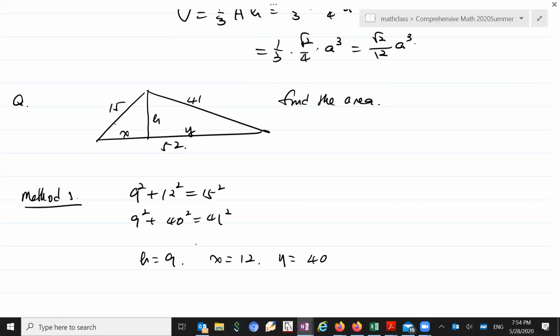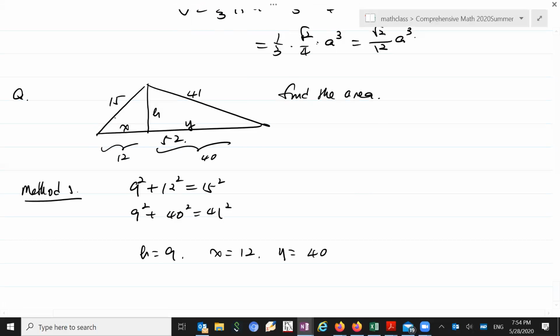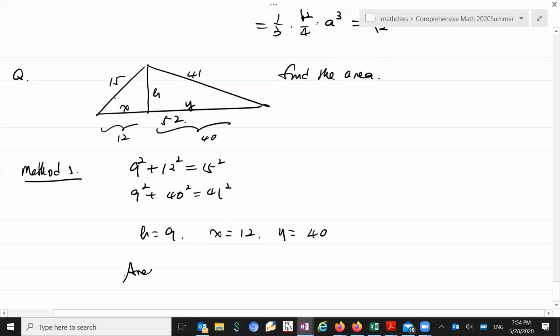So that means this side is going to be 12, this side is going to be 40. So by guessing triples, once you get x, you get h, then the area is going to be half of 52 times the height. And you will get 234. That's a quick one, but that's not easy. You have to know lots of special right triangles, right?